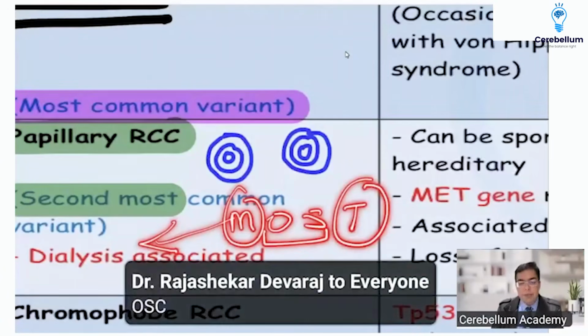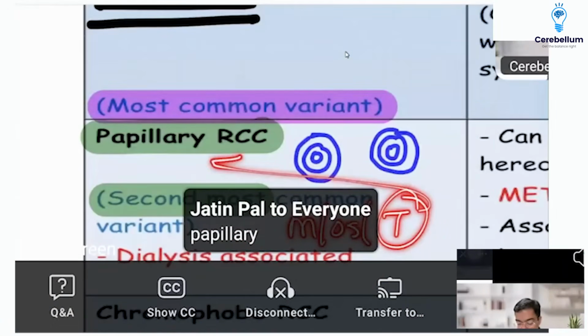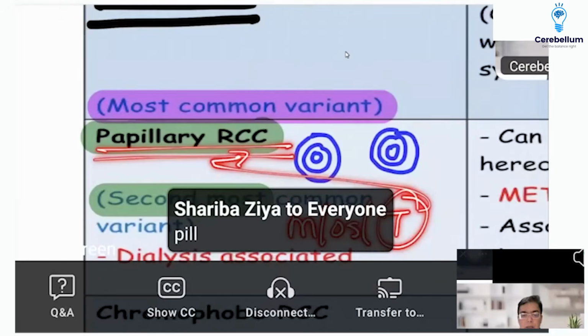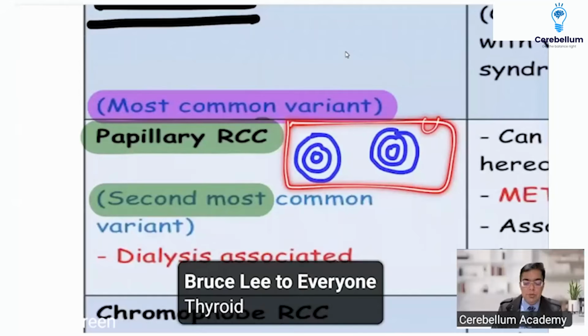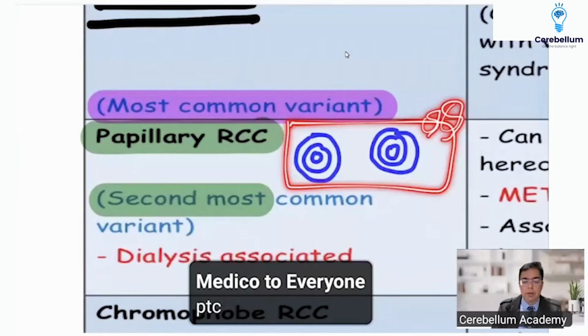And T, which type of tumor are we talking about? Whenever we are talking about papillary thyroid cancer, whenever we are talking about papillary cancer of the kidney, they will have the presence of psammoma bodies. That is what you need to remember over here.